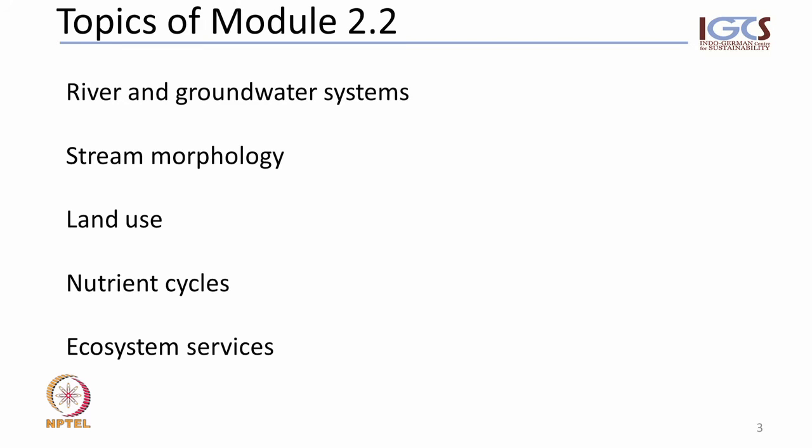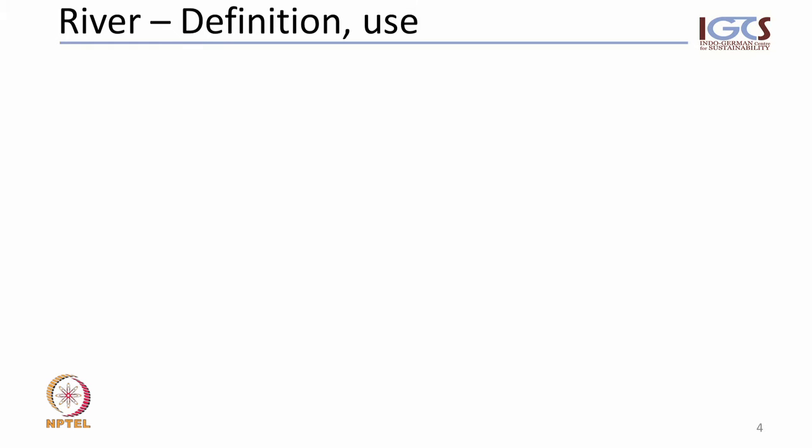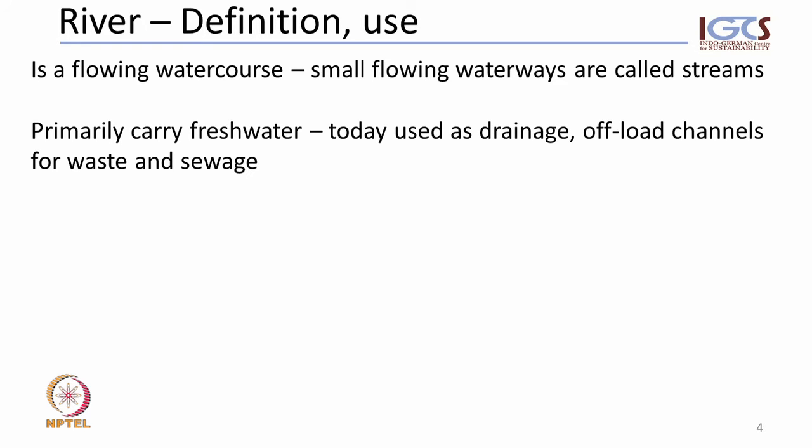The topics that we want to cover during this session are river and groundwater systems, stream morphology, land use, nutrient cycles, and ecosystem services. We'll start today with river and groundwater systems. Let's first of all start with the definition and the use of rivers. What we mean by river is a flowing watercourse, and when we talk about streams, we actually mean small flowing watercourses. Sometimes we mix those terms loosely.